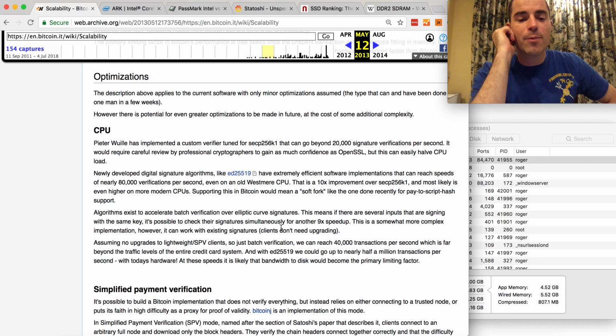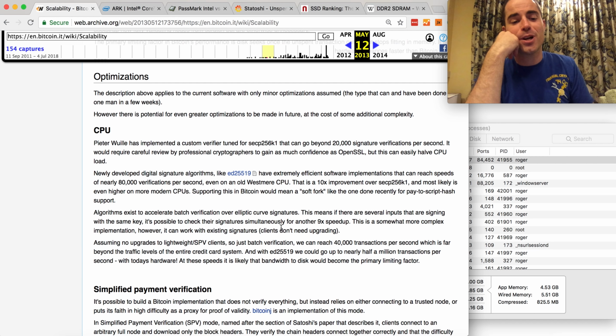Assuming no upgrades to lightweight SPV clients, so just batch verification, we can reach 40,000 transactions per second, which is far beyond traffic levels of the entire credit card system. And with ED25519, we could go up to nearly 500,000 transactions per second with today's hardware. Let's go over that again. You can go up to nearly 500,000 transactions per second with today's hardware. And this was written in 2013. So today's hardware in 2018 is much, much, much better than the hardware back in 2013.